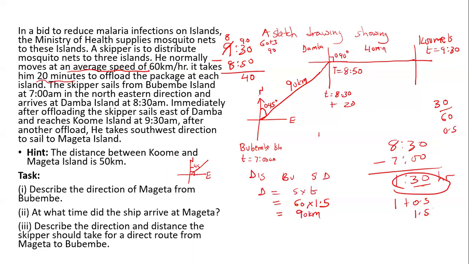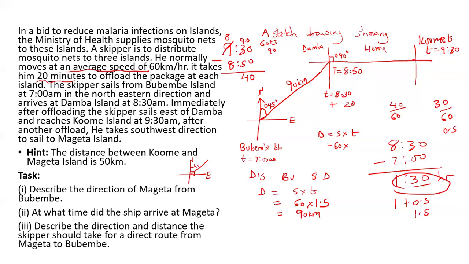Now you go back, that distance is equal to speed times time. But when we come here, our speed remains 60. Then the time is 40 minutes. So we convert the 40 minutes back to hours. So it will be 40 out of 60.